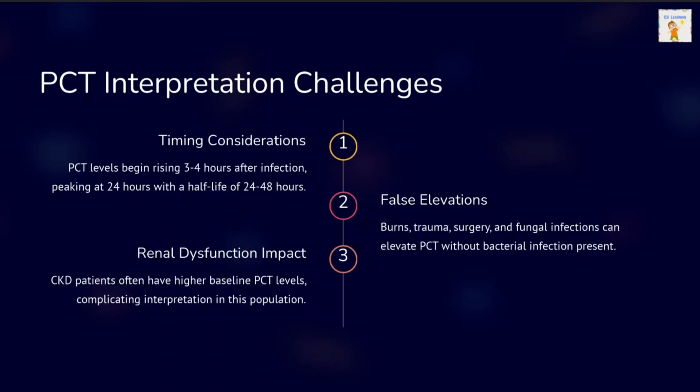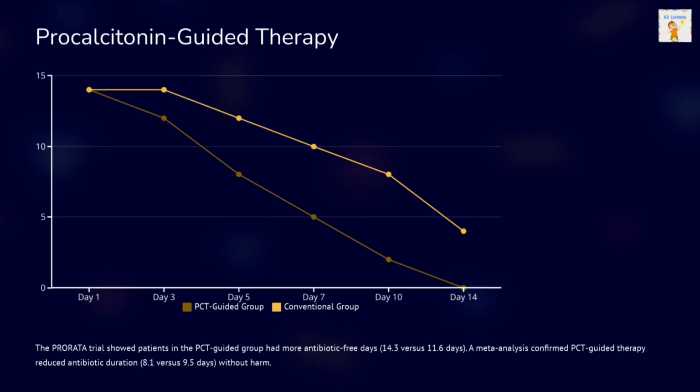So let us look at how procalcitonin works. It starts rising within 3 to 4 hours after infection, peaking at 24 hours, and it has a half-life of 24 to 48 hours. It is falsely elevated with burns, trauma, surgery, and rarely in fungal infections. And in renal dysfunction, the baseline procalcitonin is elevated. So the interpretation becomes a little tricky. However, there are various studies and meta-analyses to show that use of procalcitonin to discontinue antibiotics has actually resulted in a reduction in duration of antibiotic therapy.